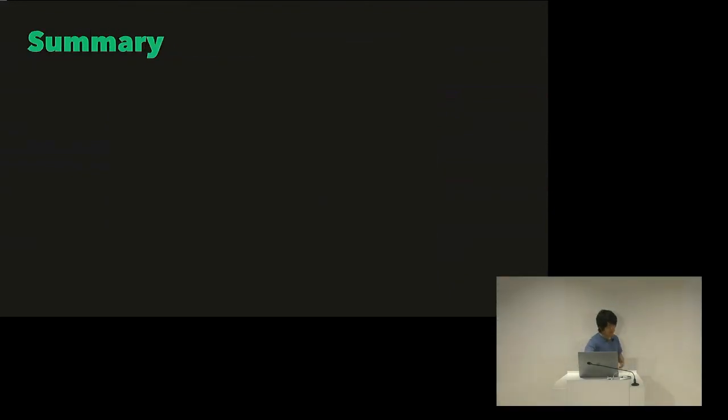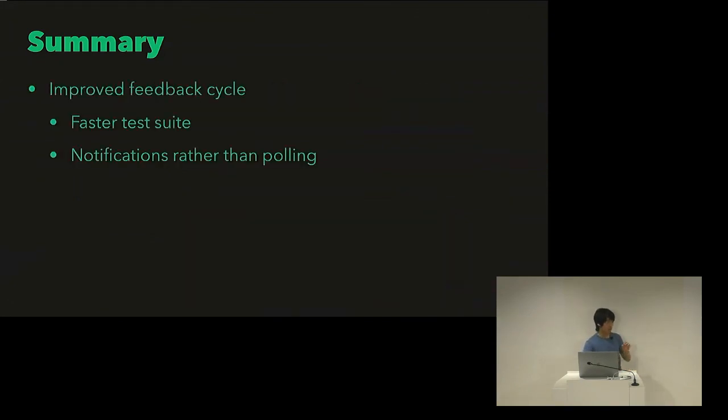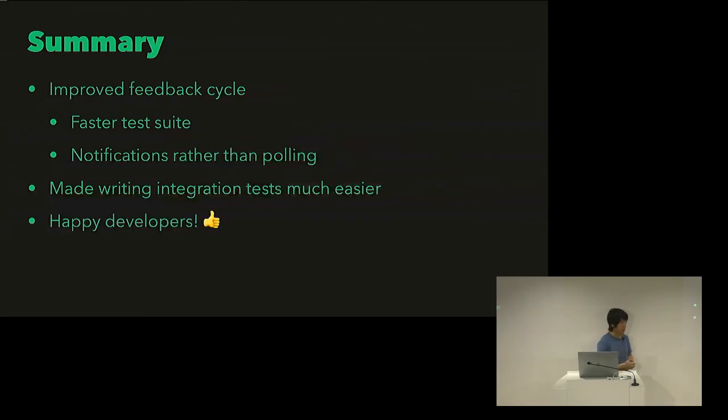So ultimately, the summary of what we've done: we significantly decreased the effort to understand failure through per-step logging, per-step JS console output, screenshots, localizing the information to prevent jumping around, and hiding the irrelevant output. And we also improved the confidence with visual regression testing. We improved the feedback cycle, through a fast test suite and notifications rather than polling for the build state. We made running the integration test much easier, which definitely helped. We saved countless hours by just having that simple change. And in the end, it resulted in happier developers. I mean, we can always find something to complain about.